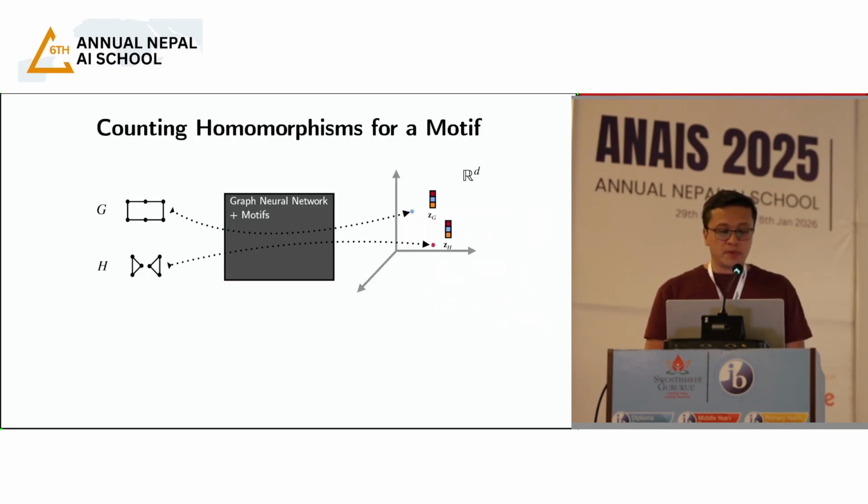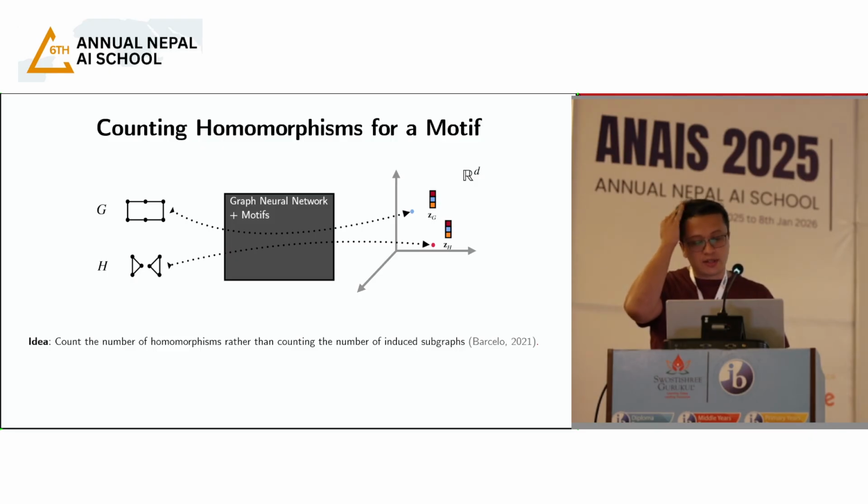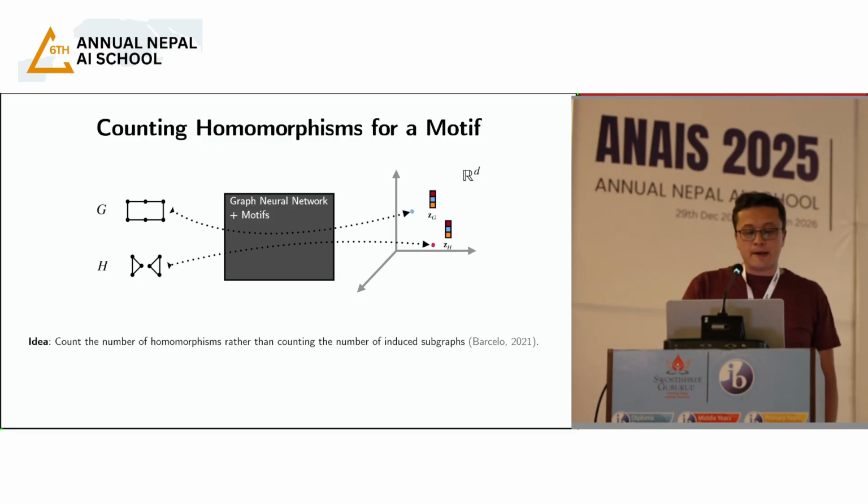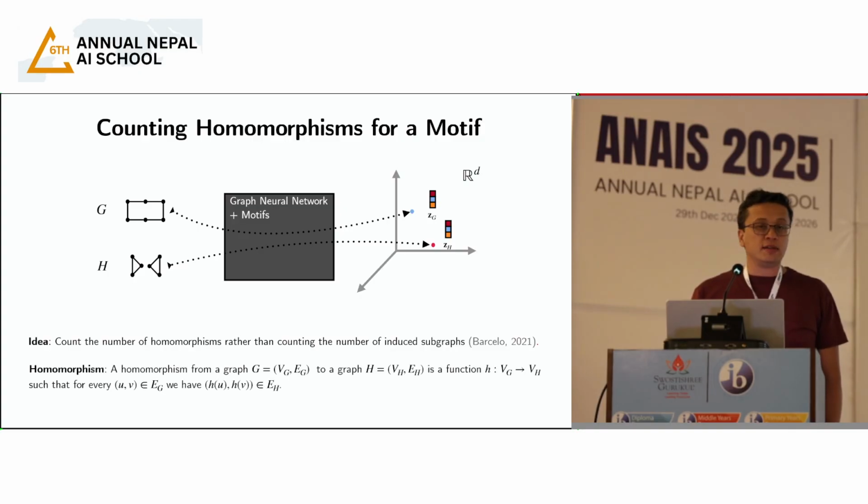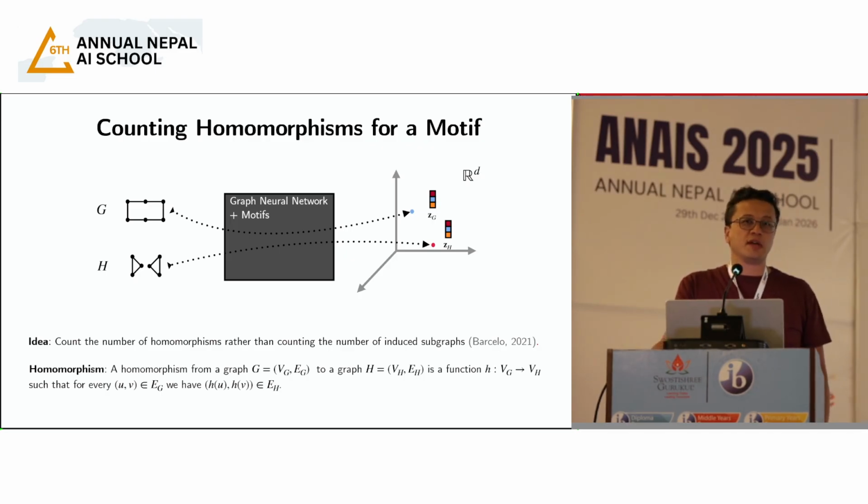Good. But in the same line of work, instead of counting the induced subgraphs, there's a different way of counting. This is given by Barcelo et al. a few years ago, and this is counting homomorphisms. So we don't count the induced subgraphs, but instead we count the homomorphisms from one graph to another. It's just yet another option, right?